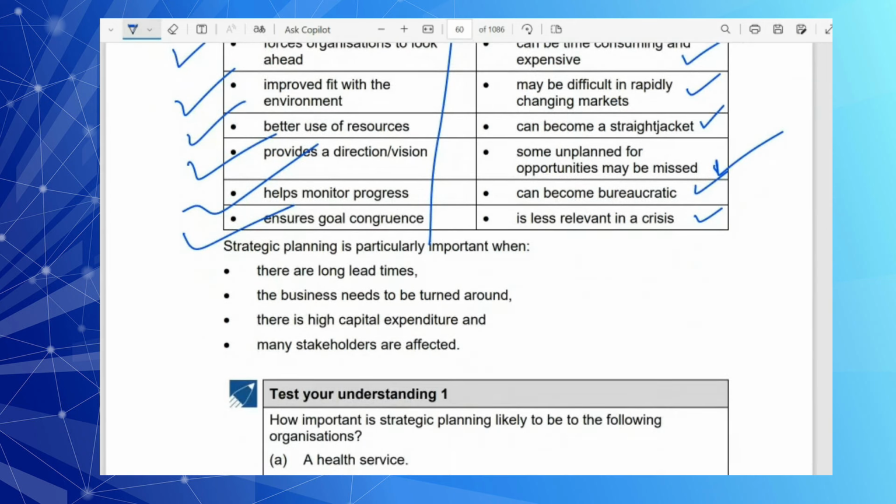Strategic planning is very important for long lead times. The business needs a turnaround. There is high capital expenditure, and many stakeholders are affected. So definitely they have to bear the cost. They have to be consistent and persistent. They cannot achieve their goal in one night, or 1 month, or 1 year.